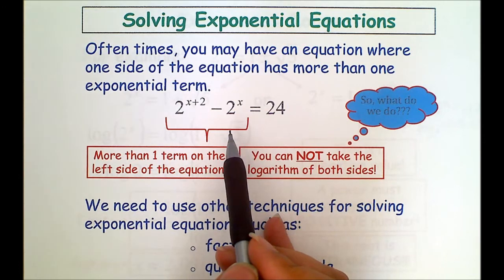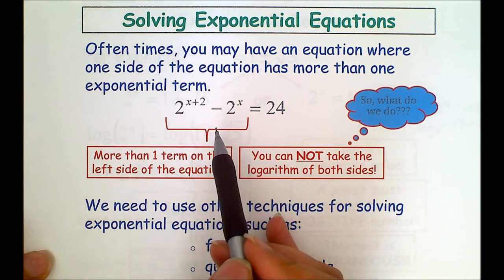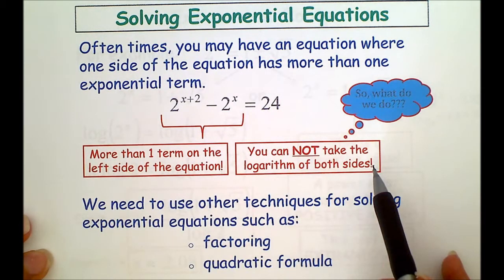The other problem is because you have more than one term on the same side of the equal sign, you can't take the logarithm of both sides. We talked about this in the previous examples. You can only take the log of both sides if you have a single term on the left side and a single term on the right-hand side. So now what you need to think about is, hey, I have more than one term on the left side of the equation. I can't take the log of both sides.